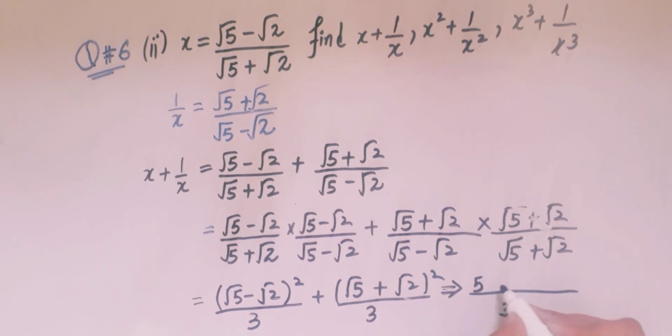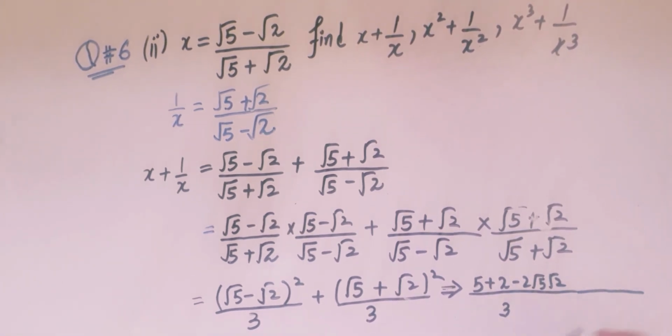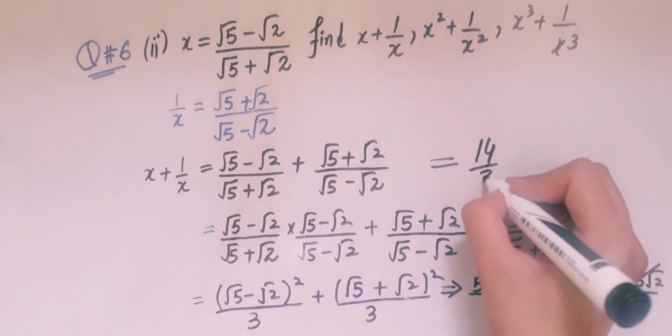Then 5 plus 2 minus 2 square root 5 square root 2. And by opening this square we have 5 plus 2 square root 5 square root 2 minus square root 5 square root 2, and plus 2 square root 5 square root 2 will be cancelled. 5 plus 2 is 7, plus 7 is 14. 14 by 3 is the answer. So we have x plus 1 over x is equal to 14 by 3.